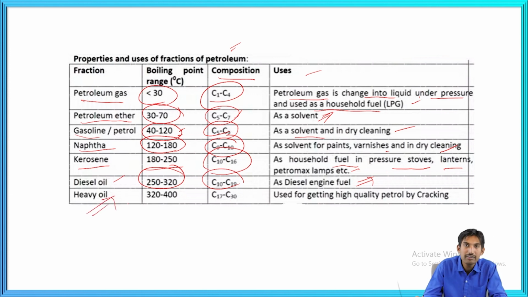Heavy oil. Heavy oil has a boiling point range of 320 to 400 degrees centigrade. It contains the composition C17 to C30. It can be used for getting high quality petrol by cracking. These are the fractions present in petroleum.